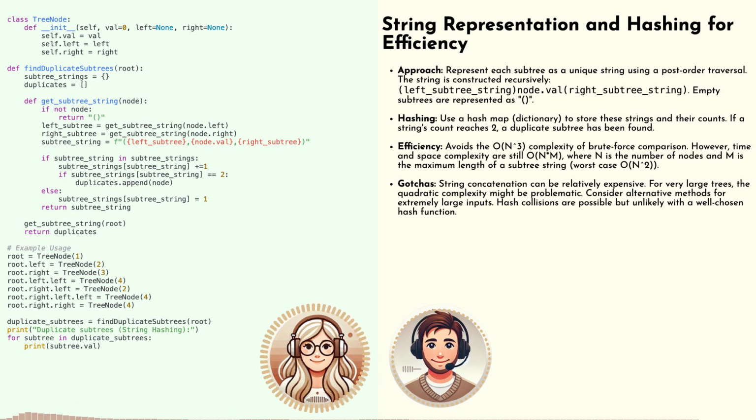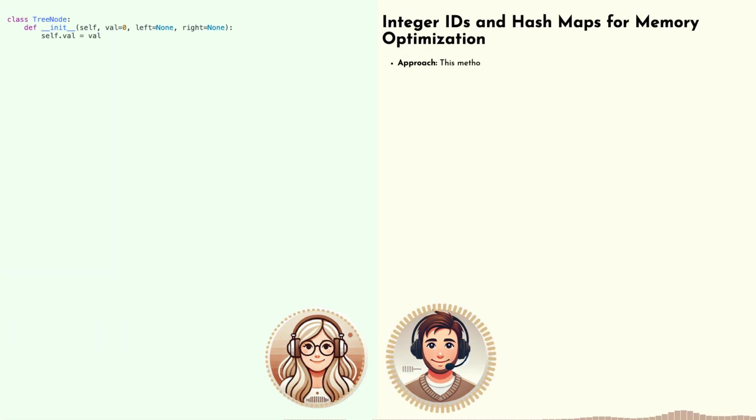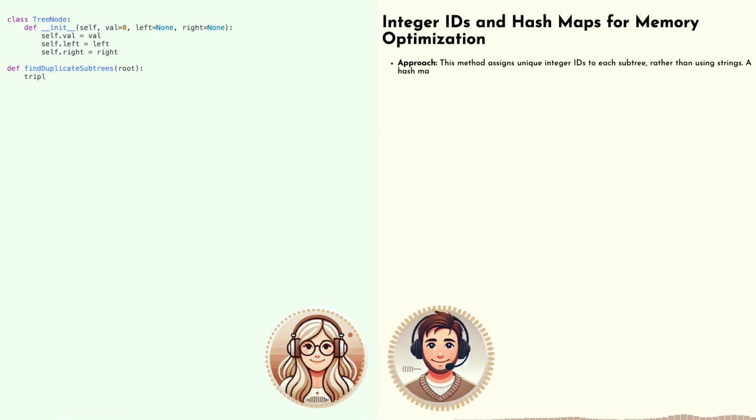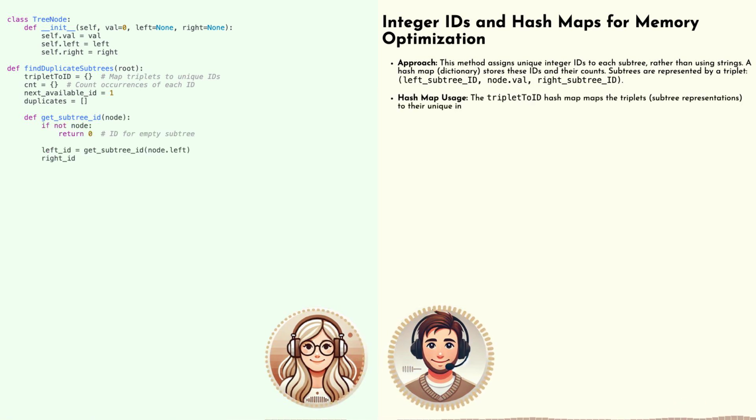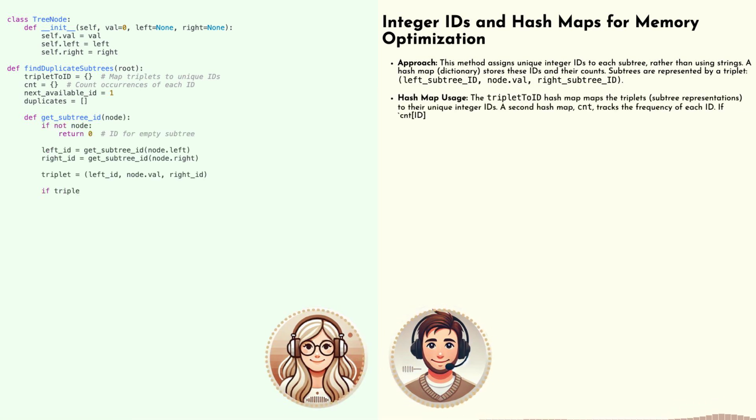And this approach, using the string representation with the hash map, allows us to find those duplicates much, much faster than brute force, because we only need to traverse the tree once to generate all those string representations. That's really clever. But I do have one concern. Won't these strings get really long for large trees? Yeah. Especially with all those hashtag markers for empty subtrees. It seems like we could run into some memory issues.